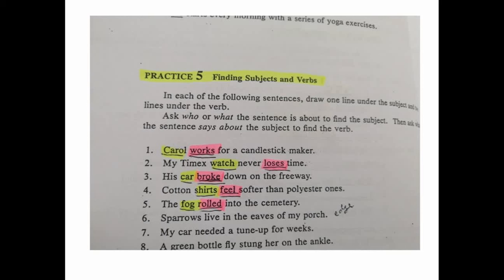My Timex watch never loses time. Timex, this is the brand, the name of the brand. So what never loses time? It's the watch. Therefore watch is the subject. What does the sentence say about the subject, the watch? It what? It never loses time. So the verb is loses.